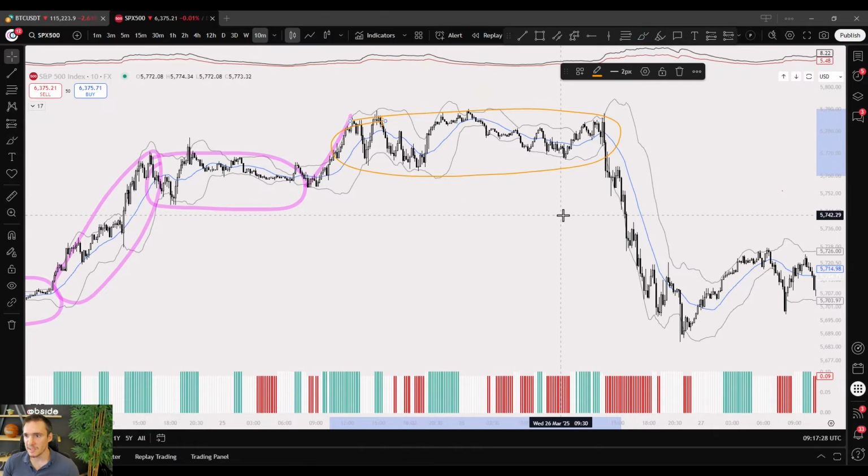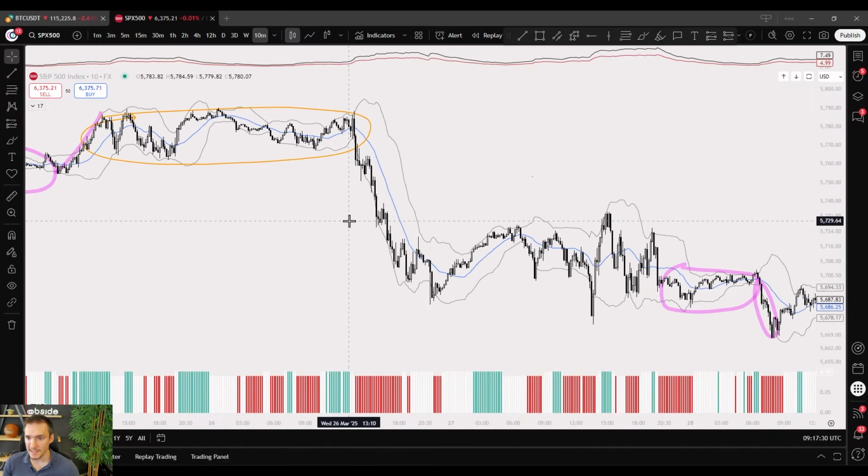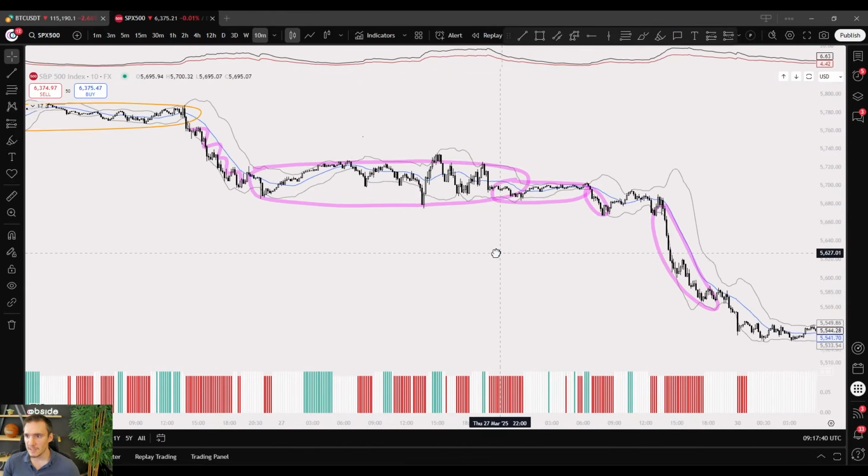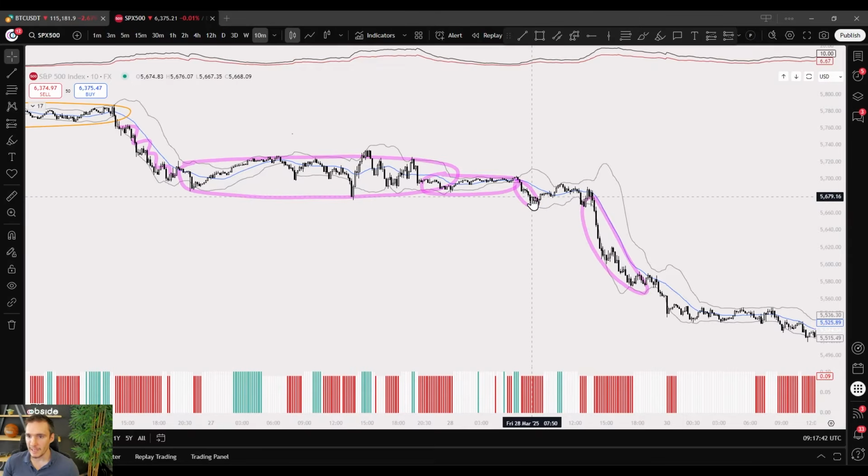Then we get out of this consolidation phase now to the downside. So next time we get a contraction phase right here, we check what type of move preceded it: a bearish move, explosive to the downside. So we can assume that the most likely next move will also be explosive to the downside, and that's what we get here. So this is a very basic framework of how you could check price action when using Bollinger Bands.